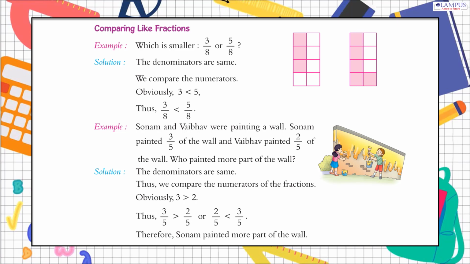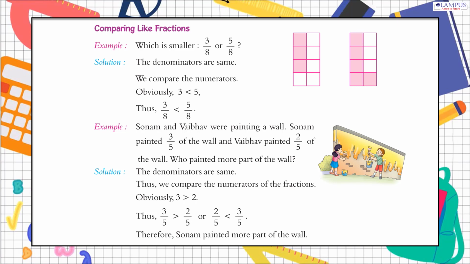Example, Sonam and Vaibhav were painting a wall. Sonam painted 3/5 of the wall and Vaibhav painted 2/5 of the wall. Who painted more part of the wall? Solution. The denominators are same. Thus, we compare the numerators of the fractions. Obviously, 3 is greater than 2.